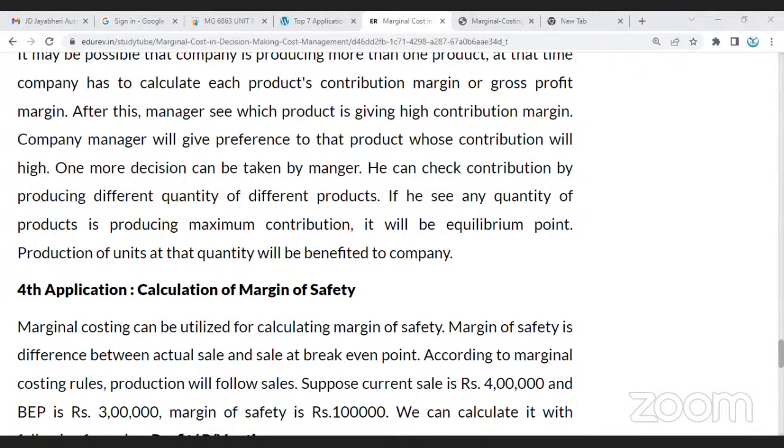So this is one application. The second application is diversification of products. In order to capture diversification, we produce different kinds of products, either horizontal or vertical, in order to capture a new market or to utilize idle capacity, whatever idle capacity is there.